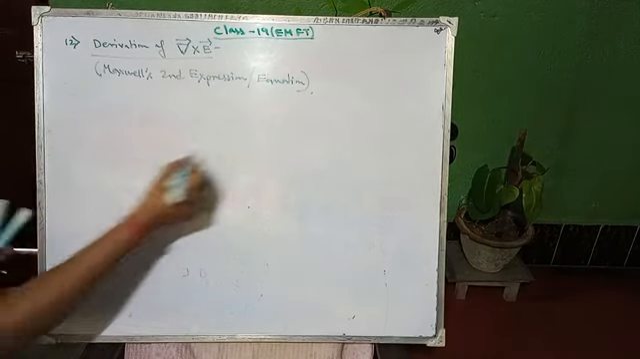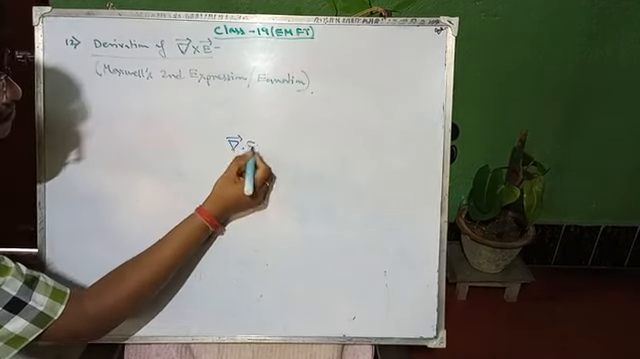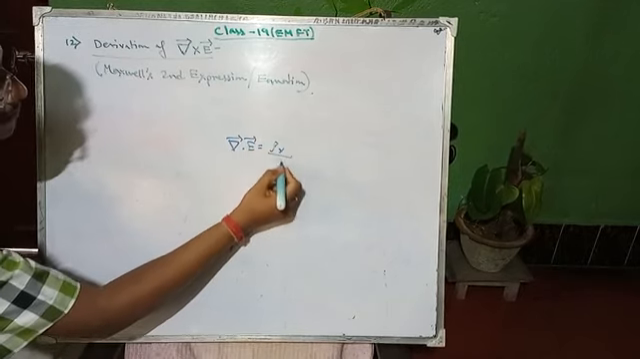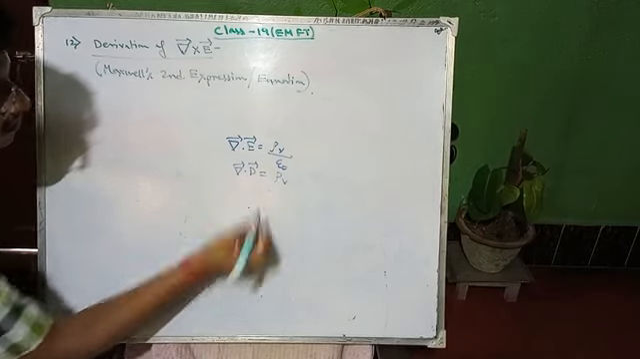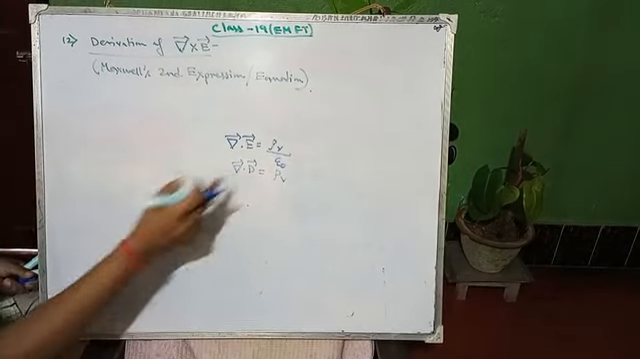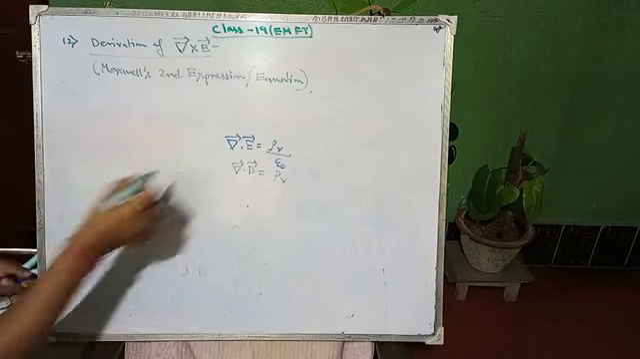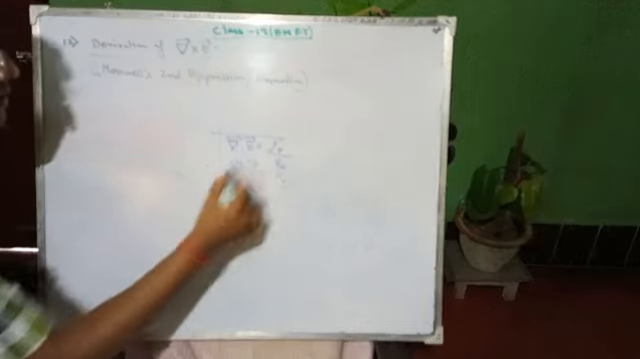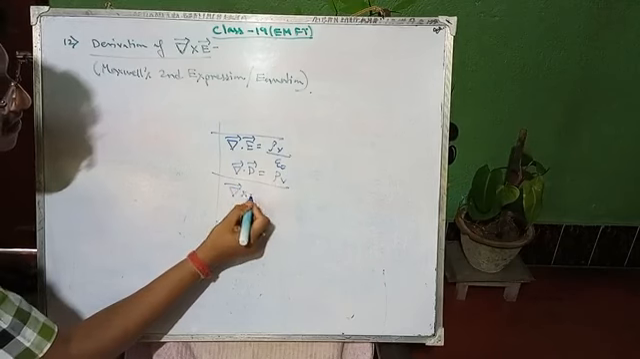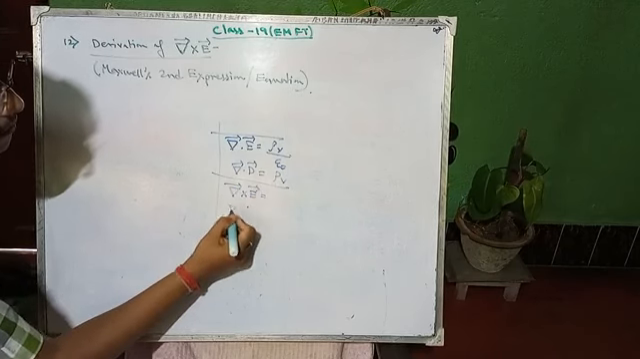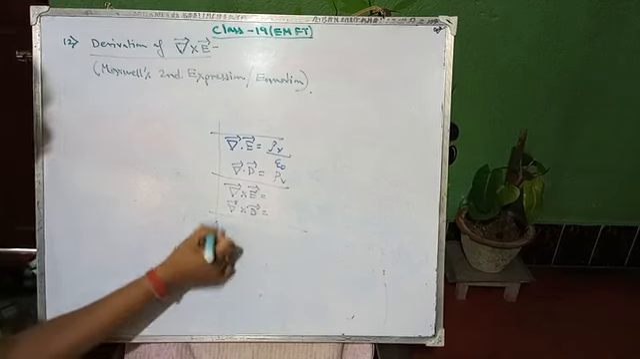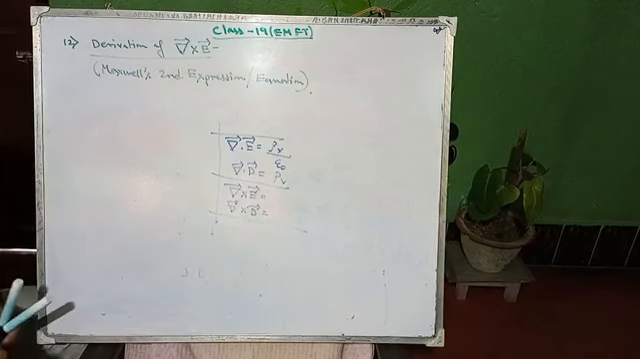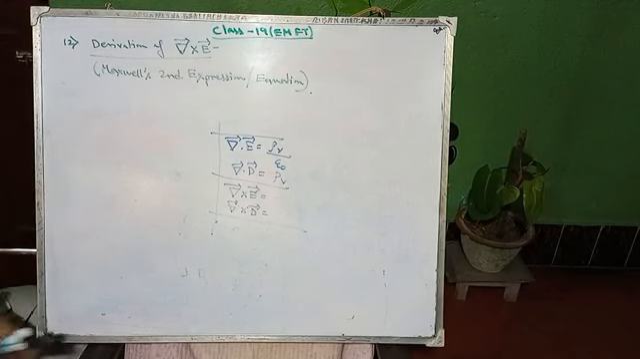So the first one was divergence of E equals rho v by epsilon naught, or divergence of D equals rho v only. That was the first expression, and now we are moving to the second expression, curl of E or curl of D. Secondly, you have to find this one, Maxwell's second expression.